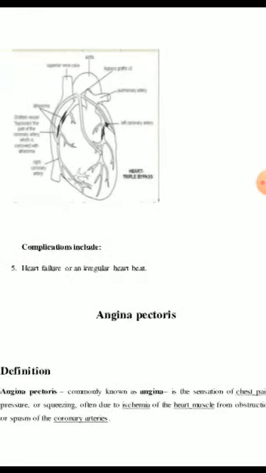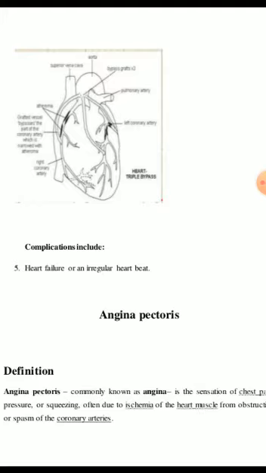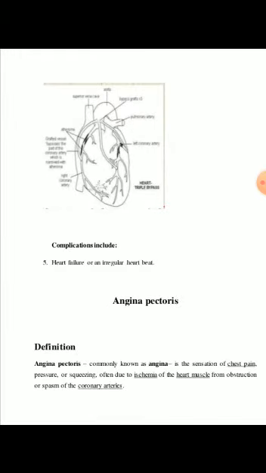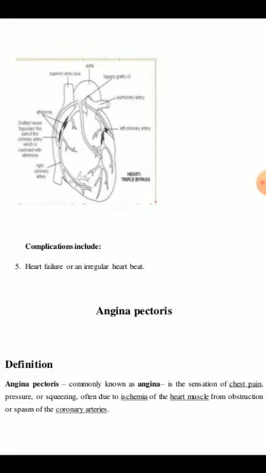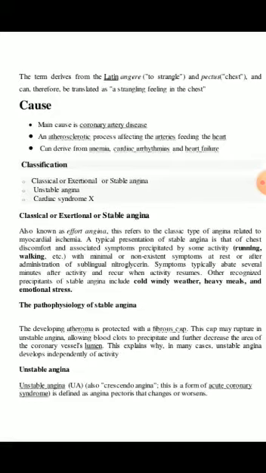Okay, there are some risk factors that may contribute to any kind of ischemic heart disease. Now we will see what angina means. Angina, also known as angina pectoris, is a sensation of chest pain, pressure, or squeezing, often due to ischemia of the heart muscle from obstruction or spasm of the coronary arteries. So this is the proper definition of angina pectoris: chest pressure, chest pain, a squeezing effect, due to ischemia of the heart muscle.